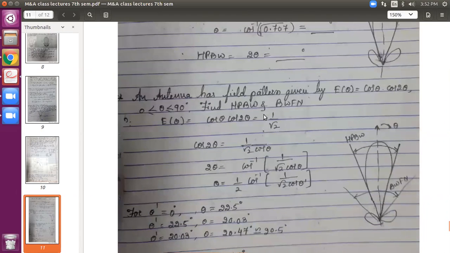An antenna has a field pattern given by E of theta is equal to cos theta into cos 2 theta. Some pattern they have given here for the field, and the theta range is again 0 to 90 degrees. We have to calculate half power beam width and beam width between first nulls. So again, to start with, given this cos theta into cos 2 theta, I have equated it to 1 by root 2, that is half power, 0.707.